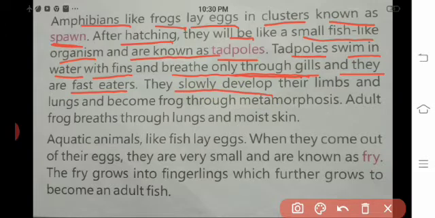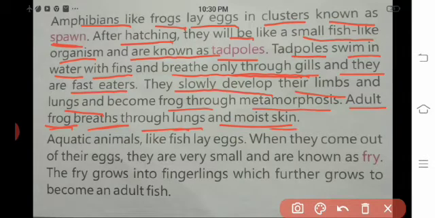They slowly develop their limbs and lungs and become frogs through metamorphosis. An adult frog breathes through lungs and moist skin.